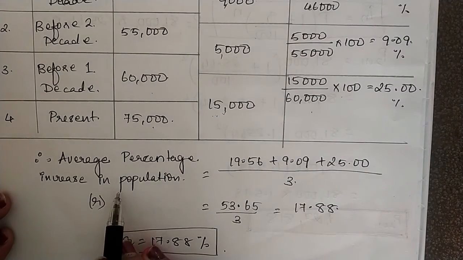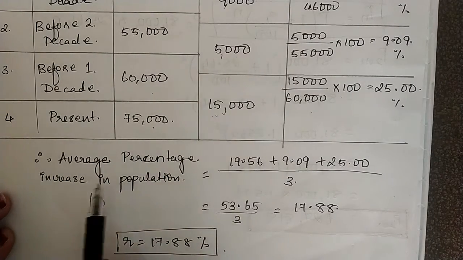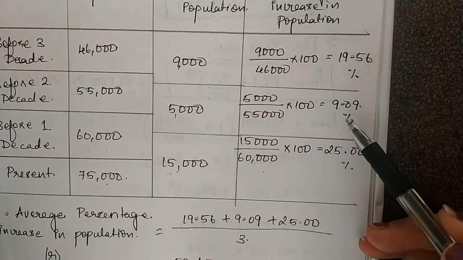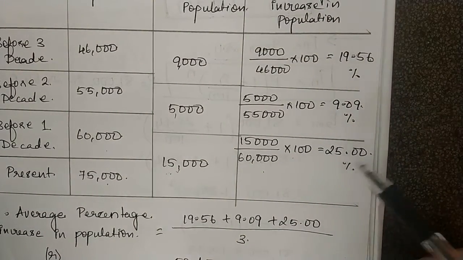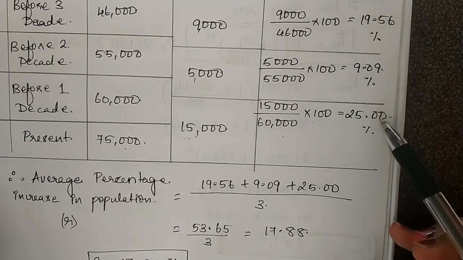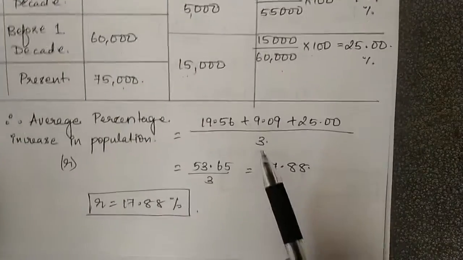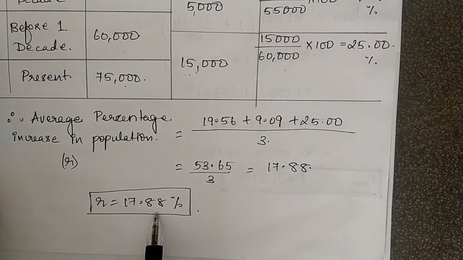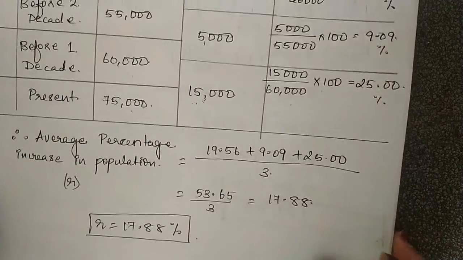How are you going to find the R value? It is your average percentage increase. Add these 3 values: 19.56 plus 9.09 and 25, divided by 3. Why divided by 3? Because there are 3 values, isn't it? So dividing by 3, I have got the average. Now this average is nothing but my R value. So 17.88% is my R value. Clear?